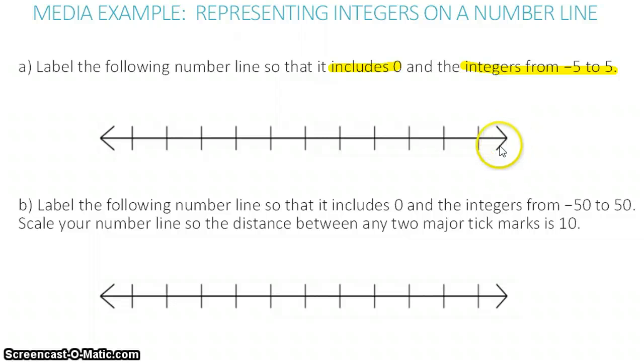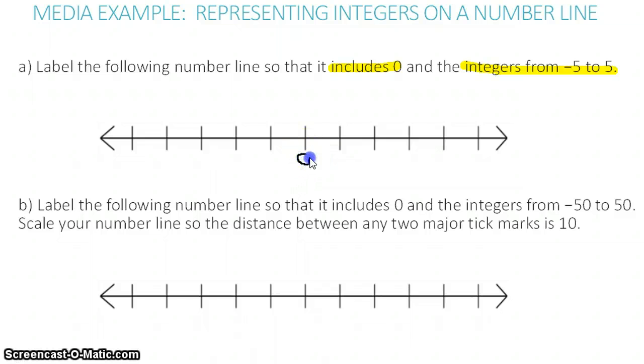The arrows indicate that it goes on forever in one direction and in the other direction. We're focusing on this piece here. These vertical lines are called tick marks, and the tick marks partition the number line into equal pieces. So notice the length of this piece is equal to the length of this piece, and that's true for any two consecutive tick marks.